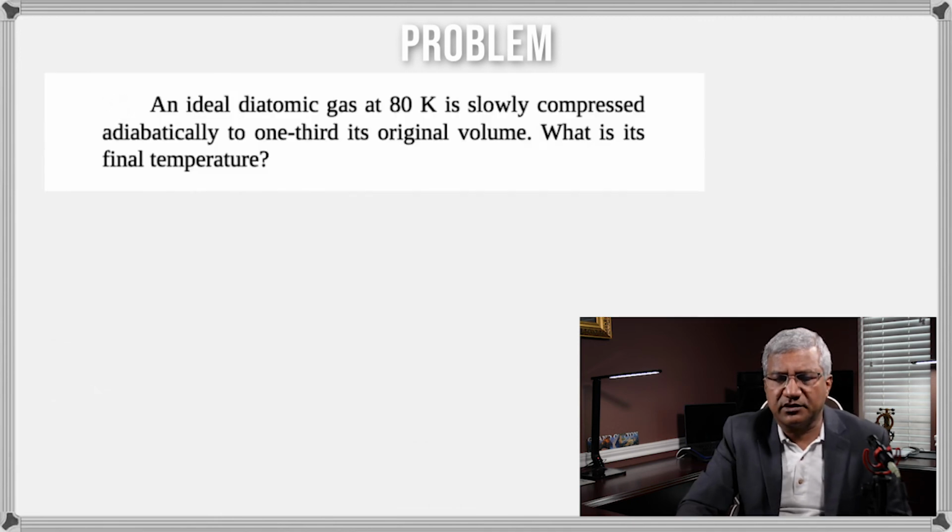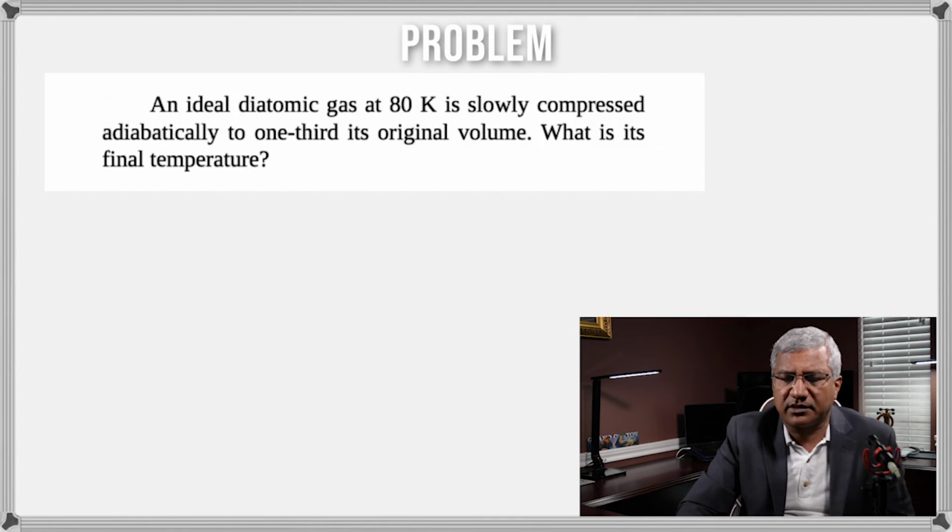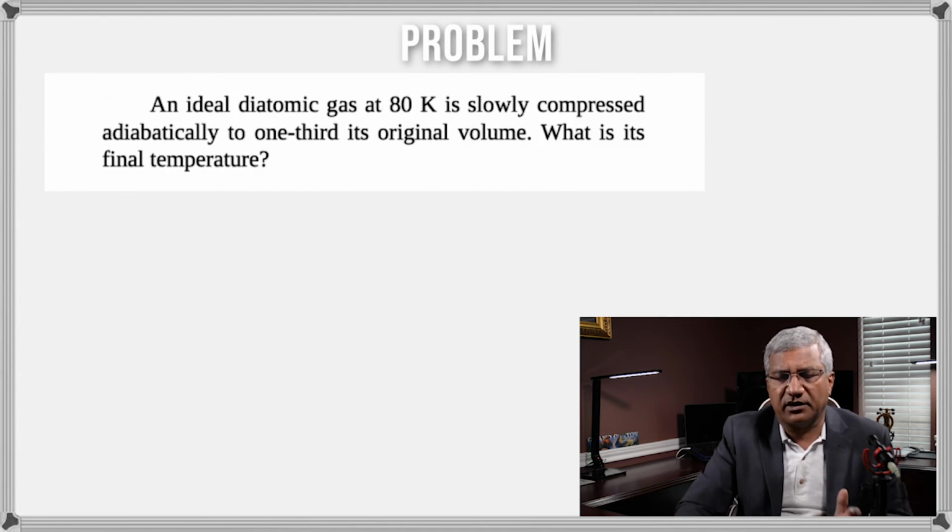Brings us to this question. An ideal diatomic gas at 80 Kelvin is slowly compressed adiabatically to 1/3 its original volume. What is its final temperature? All right, so it's an ideal diatomic gas. Do we know the gamma, or the ratio of specific heats, for a diatomic gas? It's 1.4. So we know gamma, it's given. And the temperature is 80 Kelvin. It's an adiabatic process. It's compressed to 1/3 its original volume. What is its final temperature?